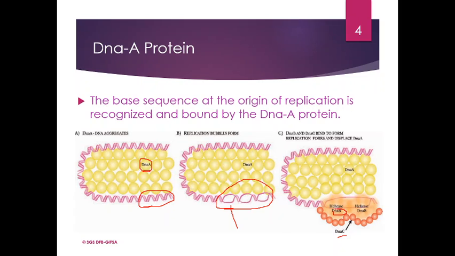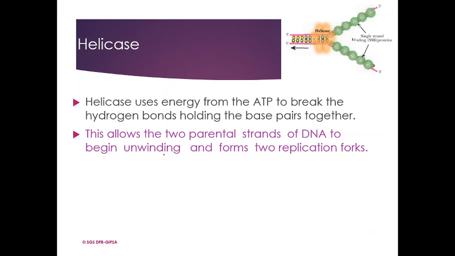DnaB protein is also known by another name called helicase. DnaB protein, or helicase, uses energy from ATP to break the hydrogen bonds which hold the base pairs together. Mind you, the two strands of DNA are attached to one another by complementary base pairing, and in that base pairing the hydrogen bonds play an important role. These bonds are broken by the enzyme called DnaB protein or helicase. This allows the two parental strands of DNA to begin unwinding and forms two replication forks.